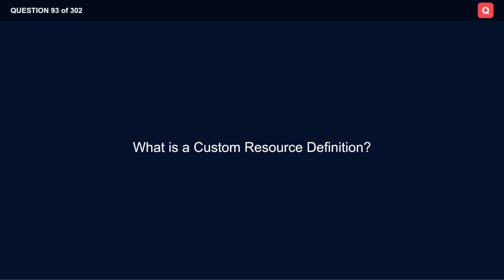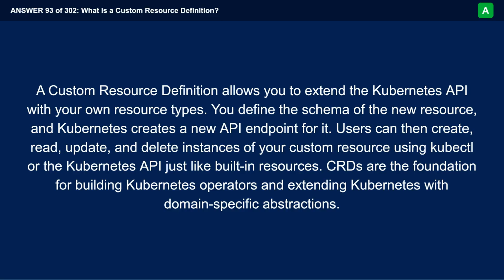What is a custom resource definition? A custom resource definition allows you to extend the Kubernetes API with your own resource types. You define the schema of the new resource, and Kubernetes creates a new API endpoint for it. Users can then create, read, update, and delete instances of your custom resource using kubectl or the Kubernetes API just like built-in resources. CRDs are the foundation for building Kubernetes operators and extending Kubernetes with domain-specific abstractions.